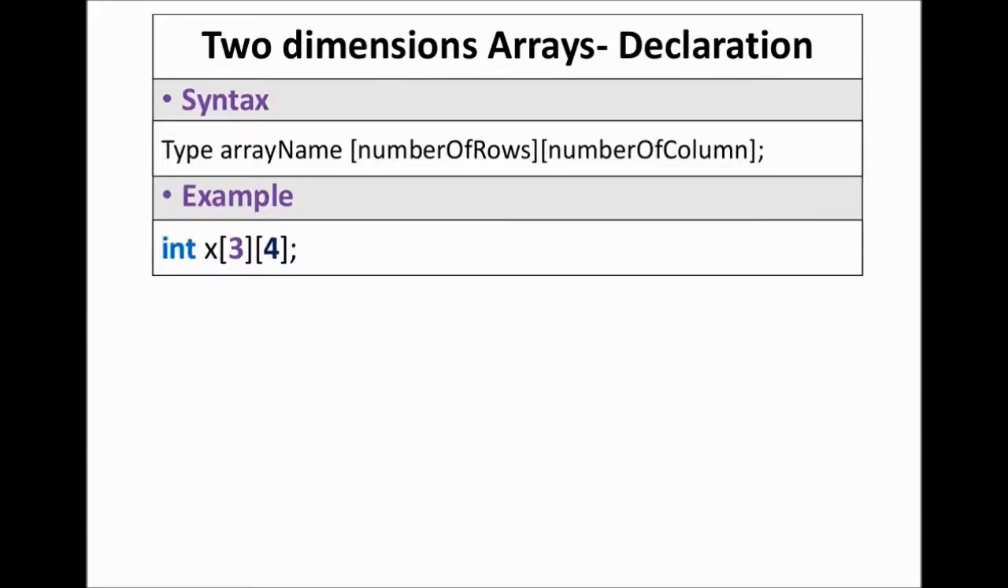Syntax of a two-dimensional array is as follows. First the data type of the array, then the array name, and then we use two brackets, one for rows and one for columns. For example, int x[3][4]. Here int is the data type of the array, x is the name of the array, and in the brackets 3 indicates the number of rows and 4 indicates the number of columns.